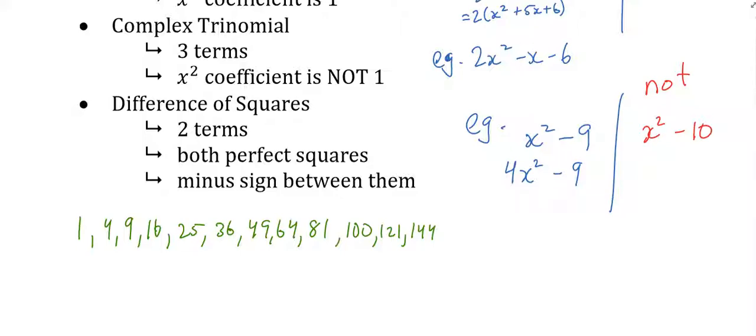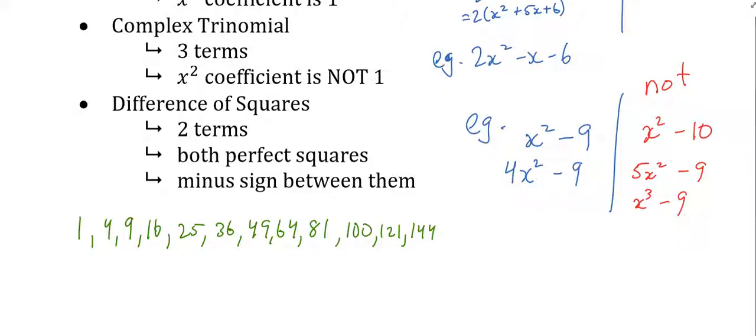Here's another example of one that is not: 5x squared minus 9. Because 5 is not a perfect square. Or x cubed minus 9. X cubed is not a perfect square. We won't really see that anyway, but just as an example. Okay, the fact that it's x squared is what makes it a perfect square.